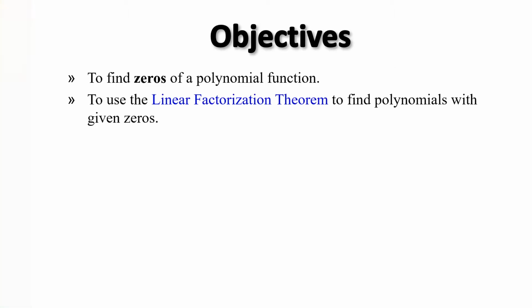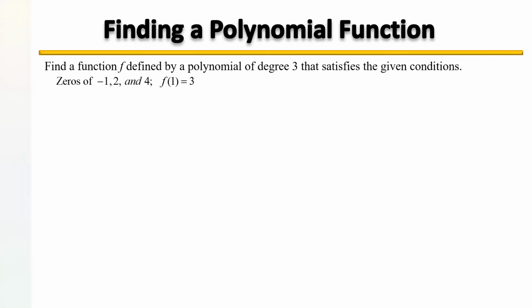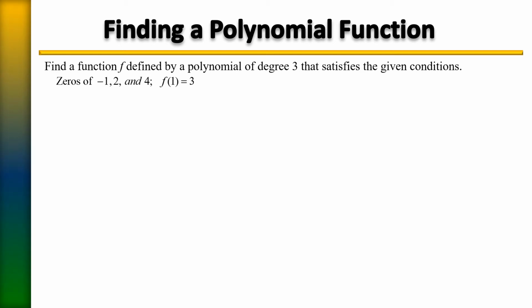In this lesson, we will find zeros of a polynomial function, and use the linear factorization to find polynomials with given zeros. In this example, we're asked to find a function f defined by a polynomial of degree 3 that satisfies the given conditions. So here are the conditions: it will have three zeros of -1, 2, and 4, and when you evaluate it, f of 1 will equal 3.